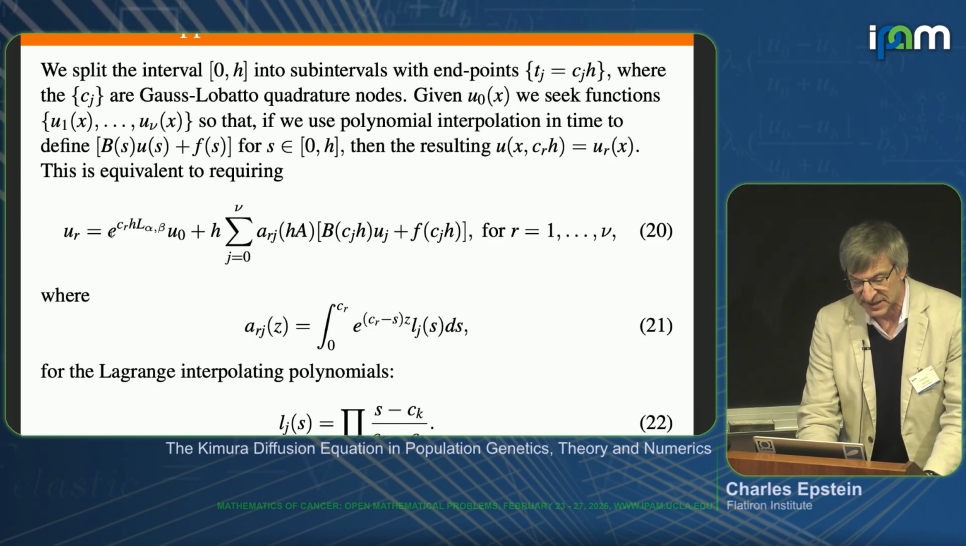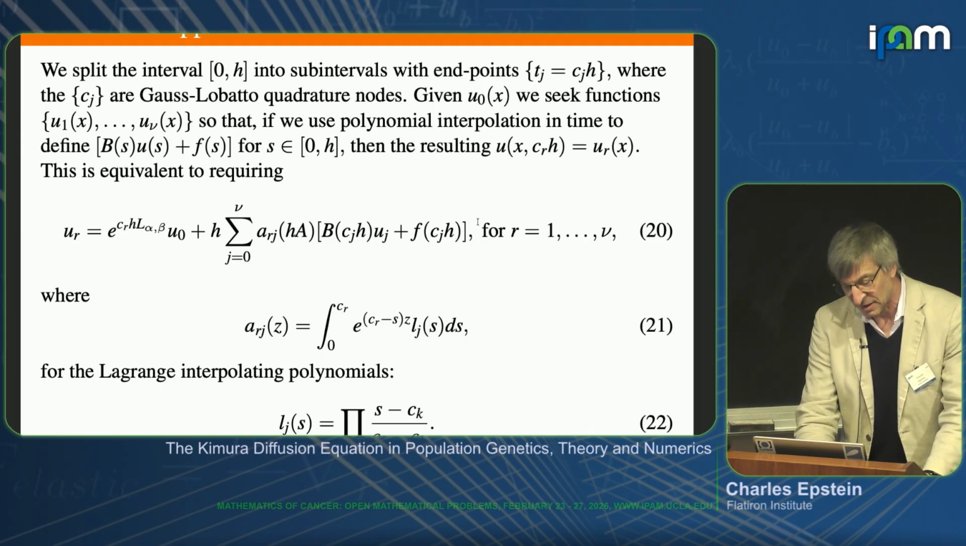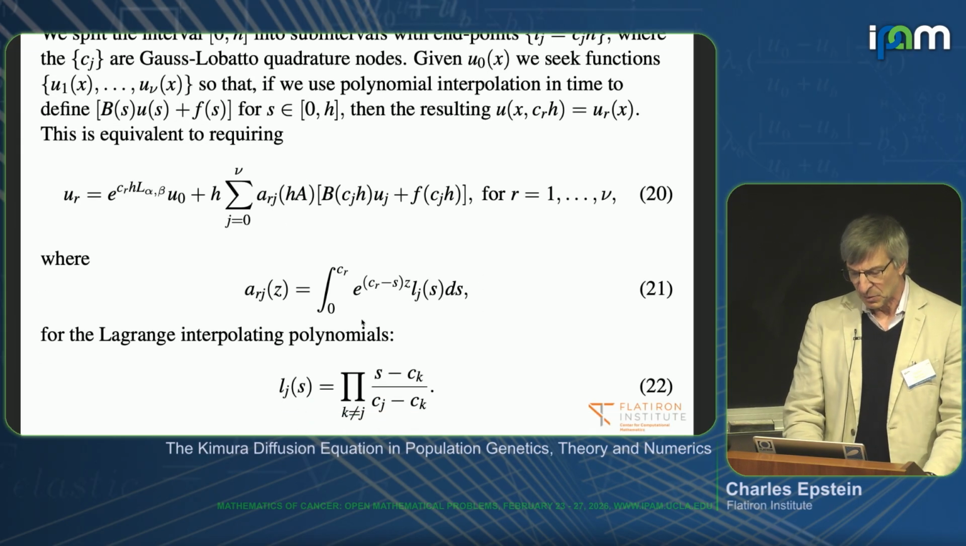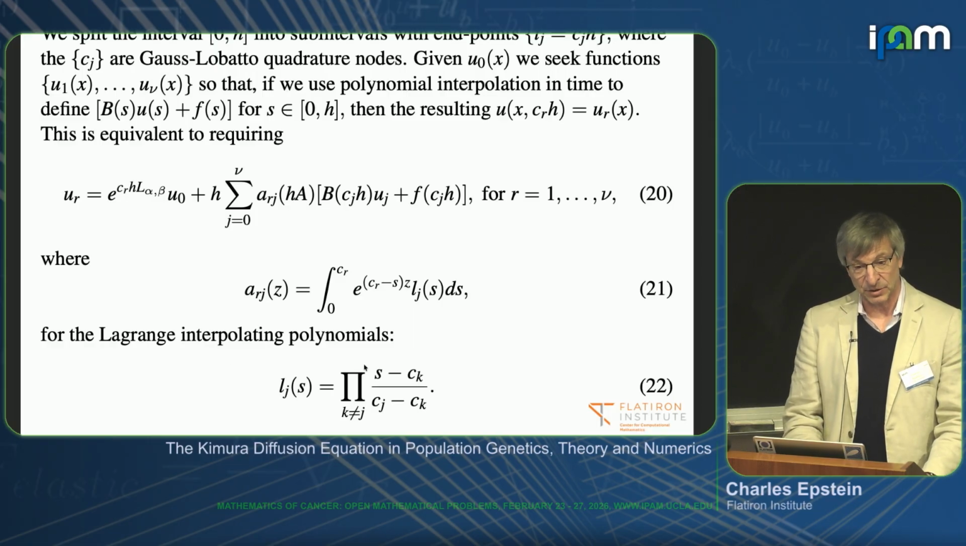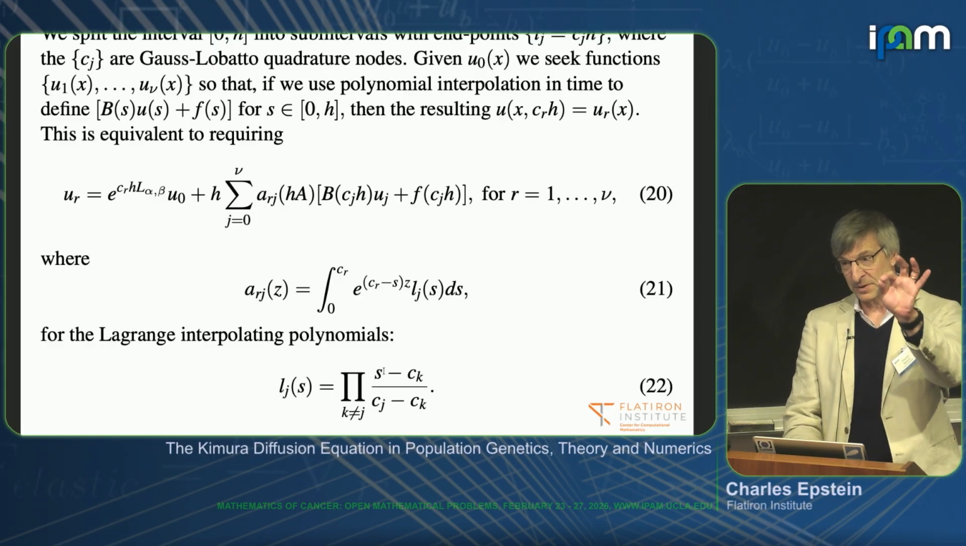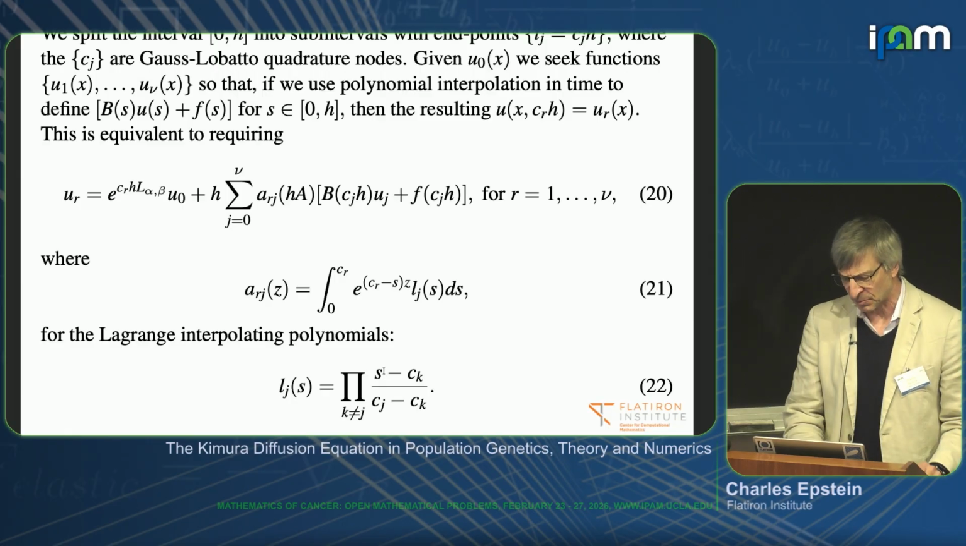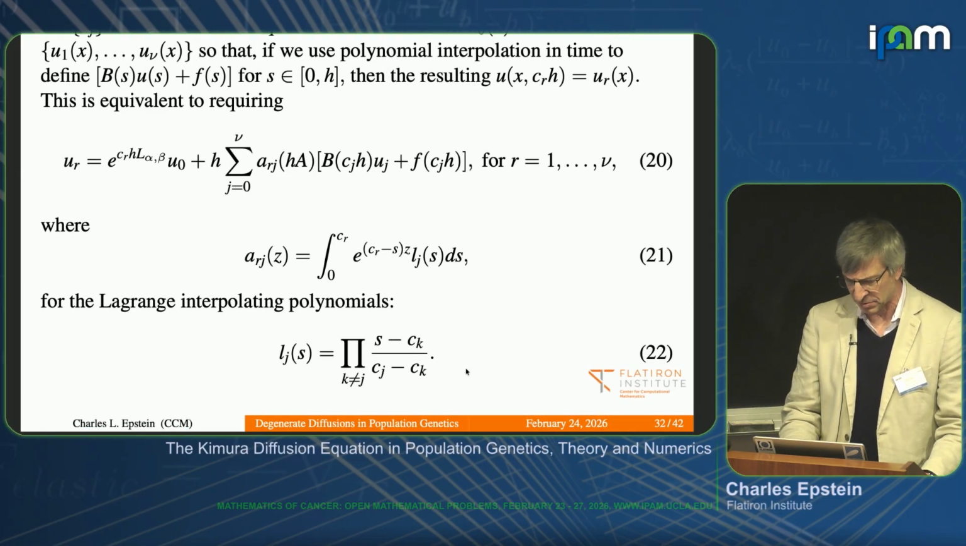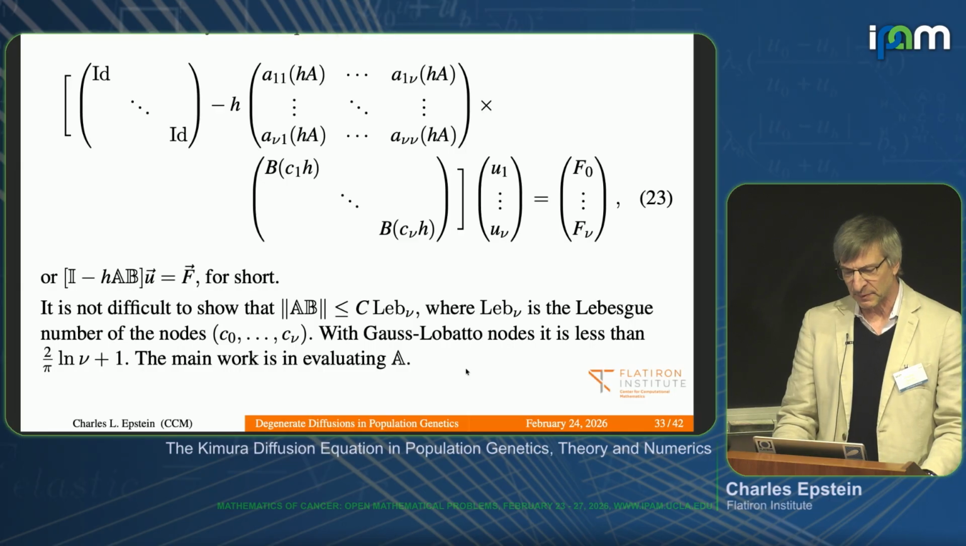U sub r is this e crh L alpha beta u naught plus this sum of terms, where this is the solution operator applied to the perturbation term. So e rj of z, that's just the solution operator, because I'm going to substitute in for z h times a. So this is really an operator acting on a vector. And we're going to just use the Lagrange interpolating polynomials. So that is, we're just going to be able to pick the values at these interpolation points, these so-called Gauss-Lobatto nodes.